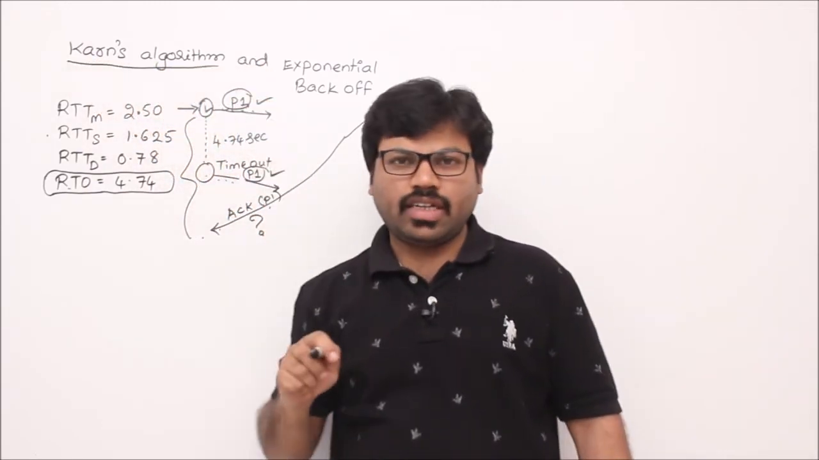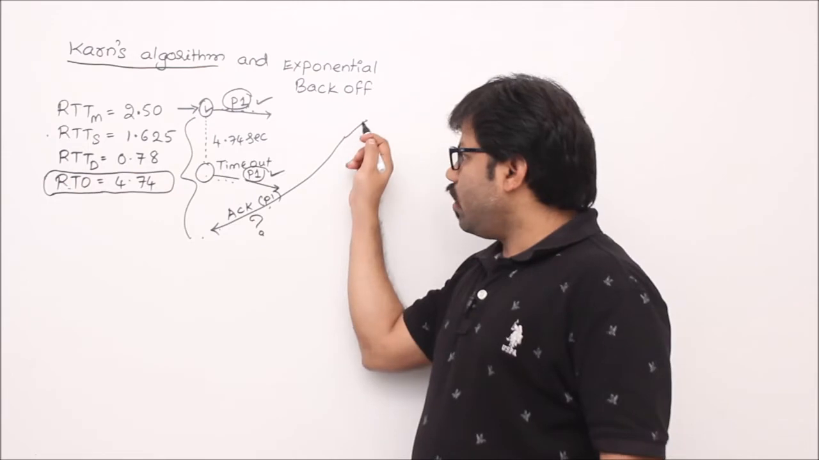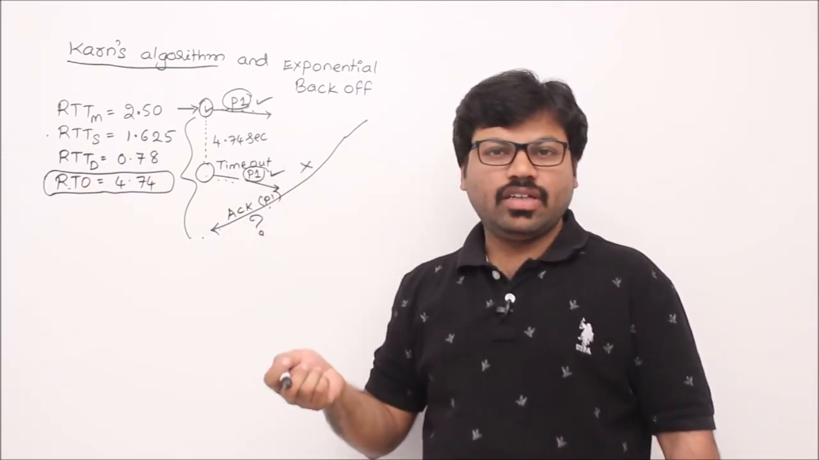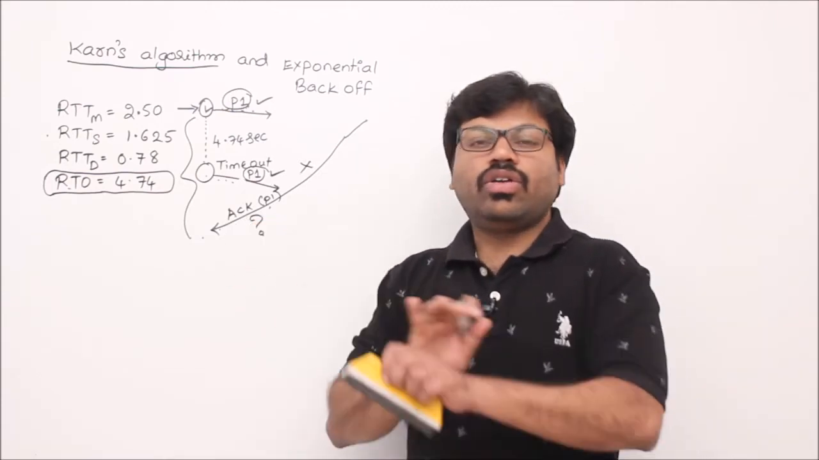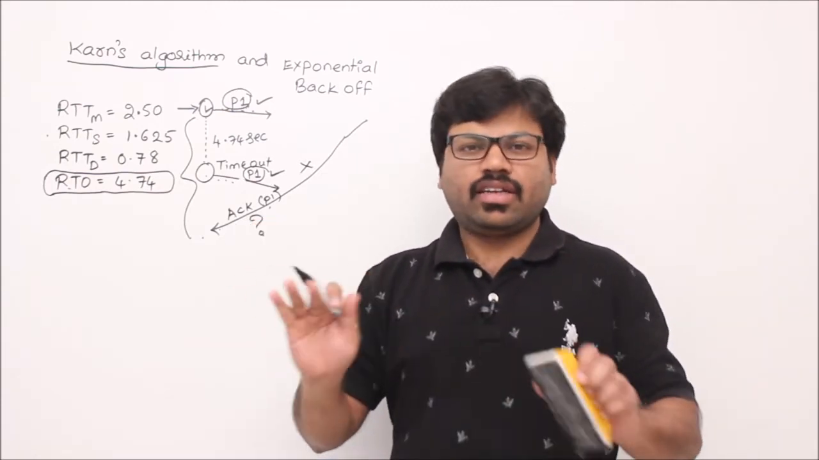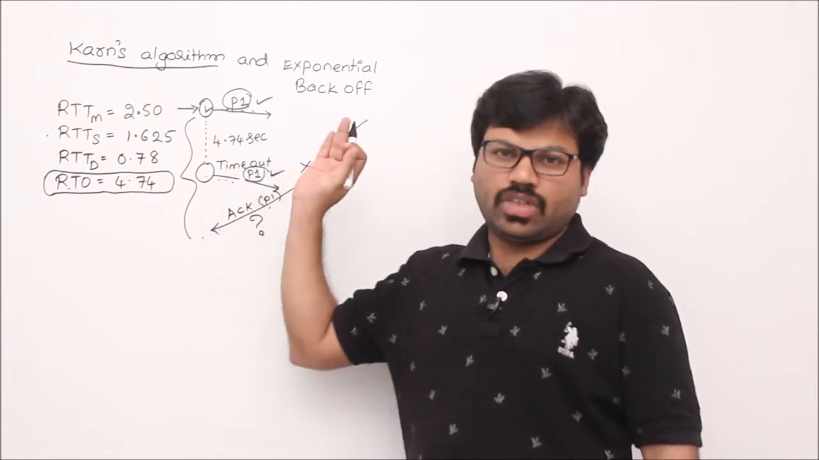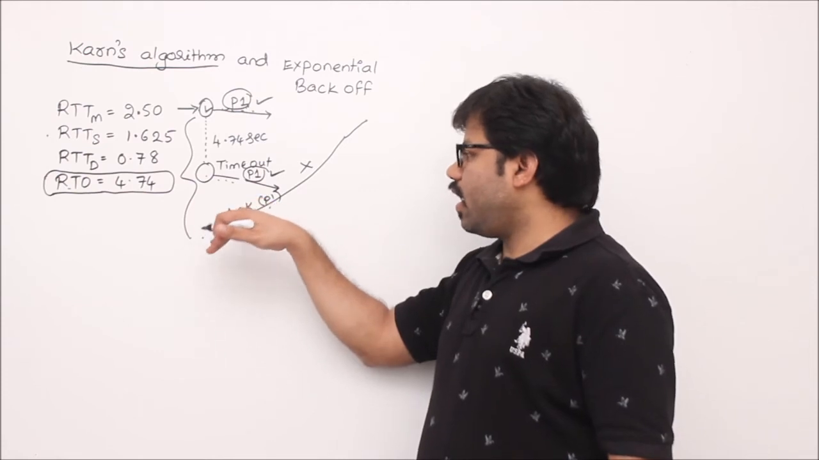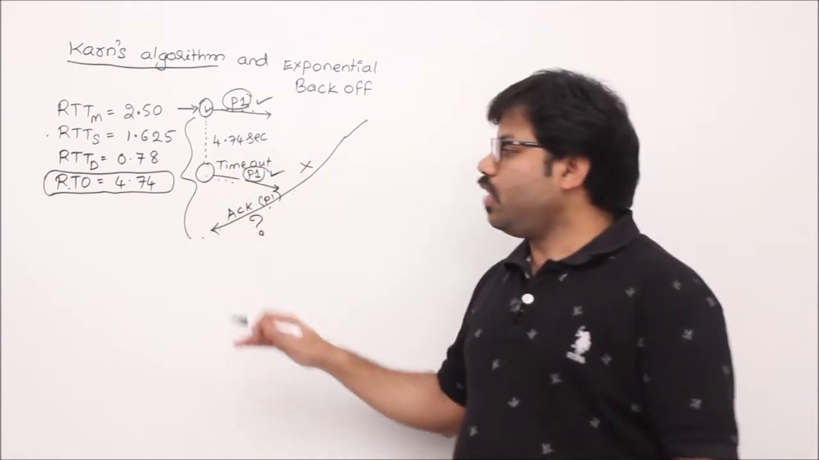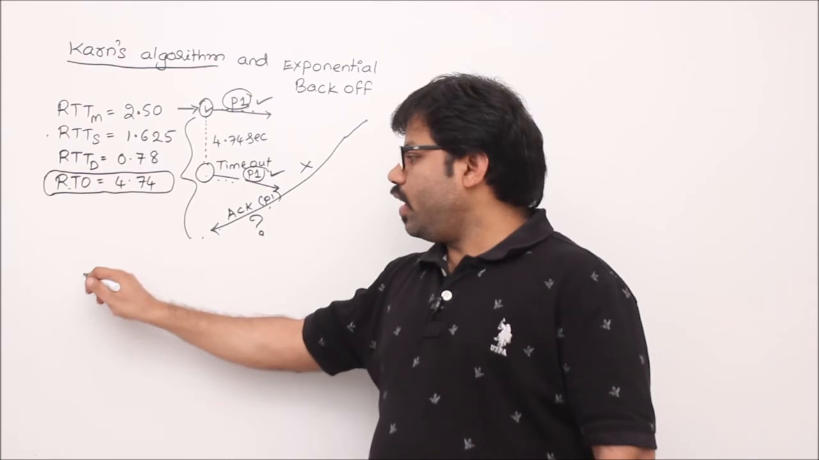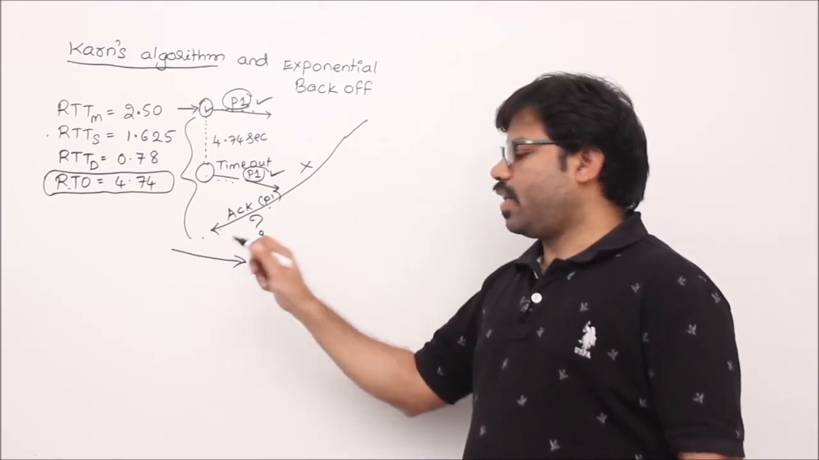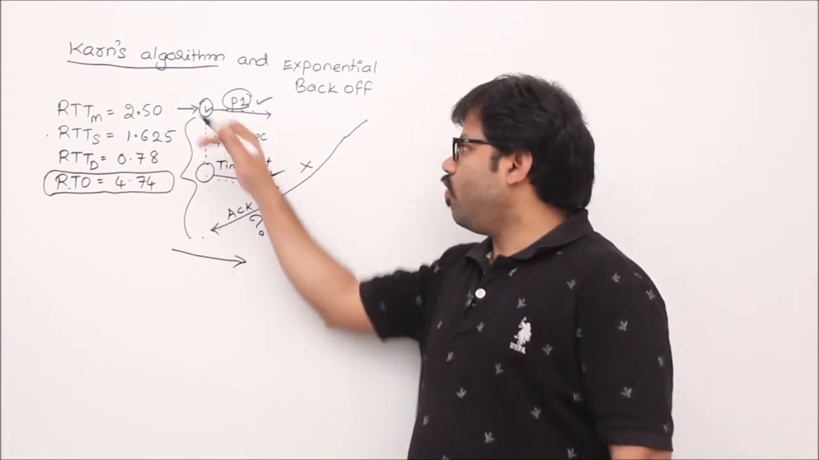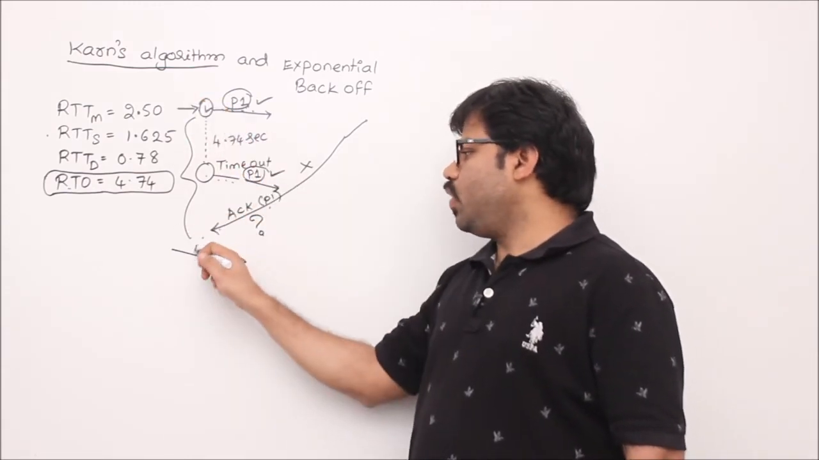What Karn said is, whenever you have a retransmission like this and the acknowledgement eventually comes, don't consider it. Don't calculate anything, keep quiet, take the old RTO, that's it. Don't do the calculation with this kind of acknowledgement. You start calculations again only with a new packet. Eventually you will be sending a new packet, and once you get the acknowledgement, we will send the new packet.